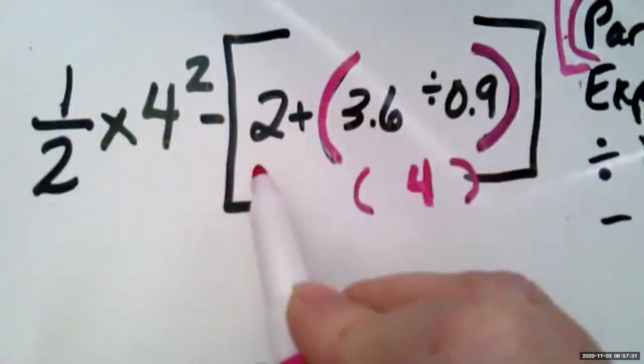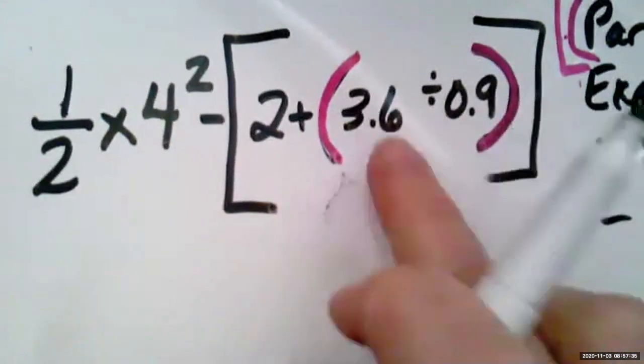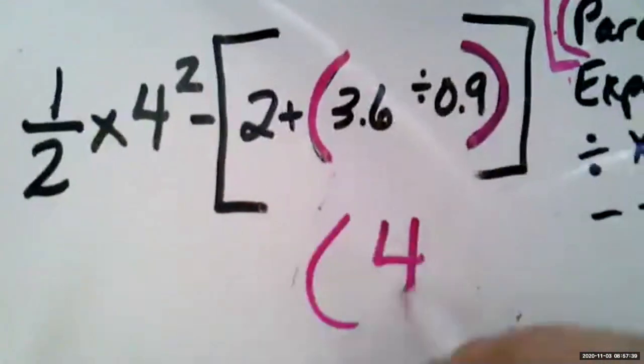Now I'm going to do what's inside the bracket next. So, let me write this down here a little bit lower. 4, that's inside the parentheses.